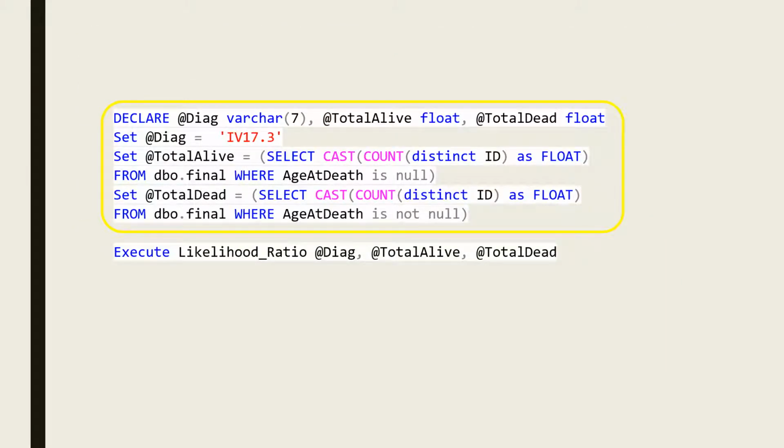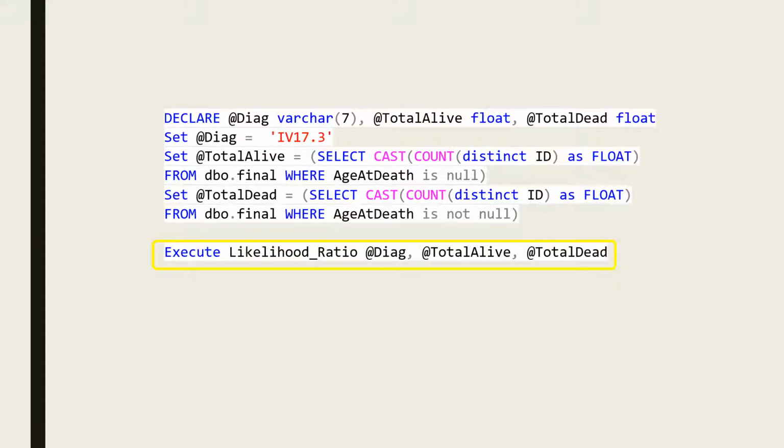This code calls the likelihood ratio procedure. First, the various parameters are declared and calculated, and then the diagnosis code is set and the total patients alive and dead are calculated from the data. The execute command tells the computer to run the likelihood ratio procedure and to pass 3 pieces of data: a constant containing the diagnosis code and 2 floating numbers containing the total number of patients dead or alive.